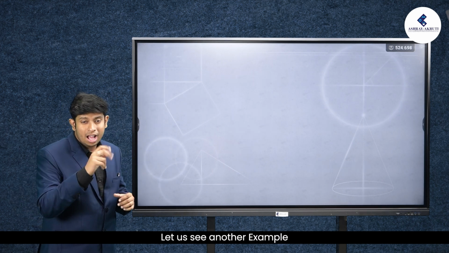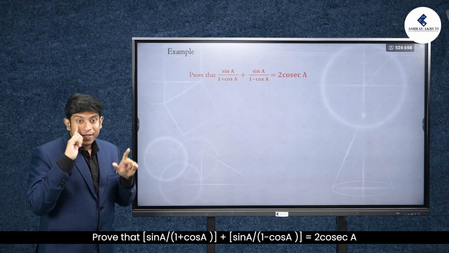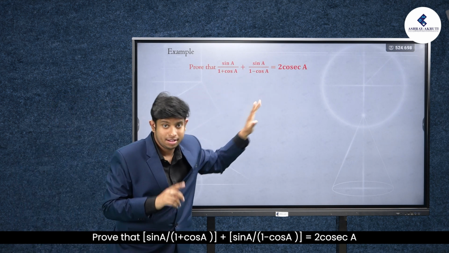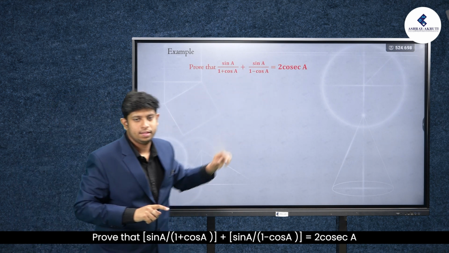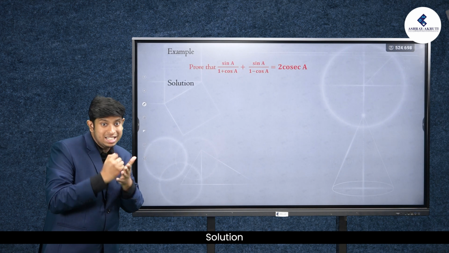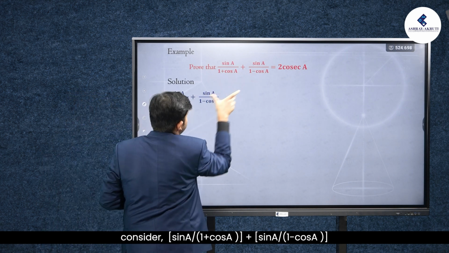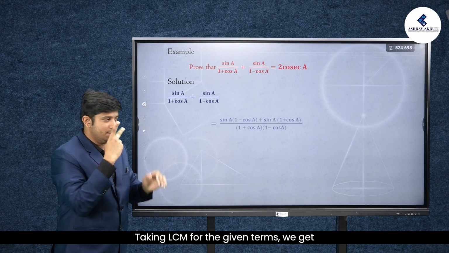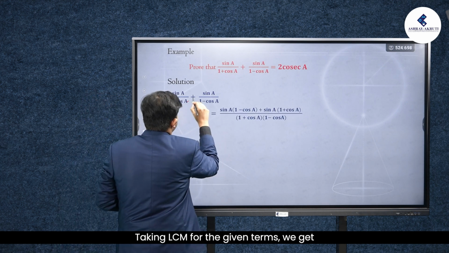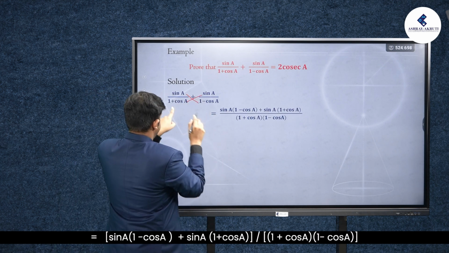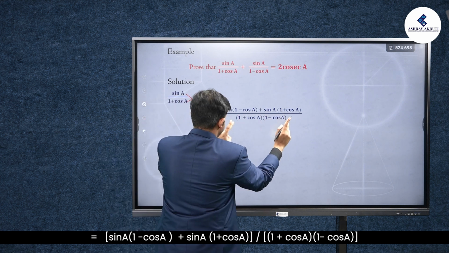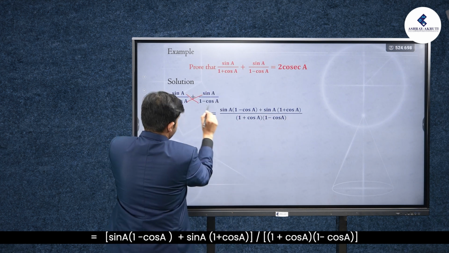Let us see another example. Prove that sin A by (1 plus cos A) plus sin A by (1 minus cos A) is equal to 2 cosecant A. Solution. Consider sin A by (1 plus cos A) plus sin A by (1 minus cos A). Taking LCM for the given terms, we get (sin A into (1 minus cos A) plus sin A into (1 plus cos A)) by ((1 plus cos A) into (1 minus cos A)).